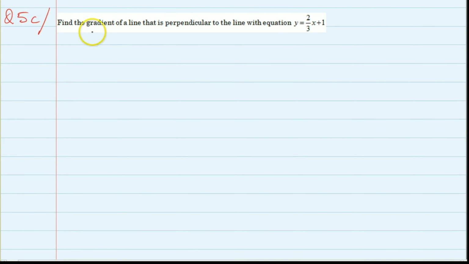Question 5c asks us to find the gradient of a line that is perpendicular to this line here, and it gives us the equation. So we should recall that whenever we have a line which is written as y is equal to mx plus c, meaning some value times by x plus a constant on the end, that this value here, m, is the gradient of this line. So we know that the gradient of this line is 2/3.